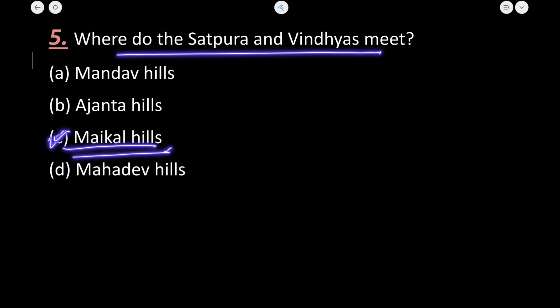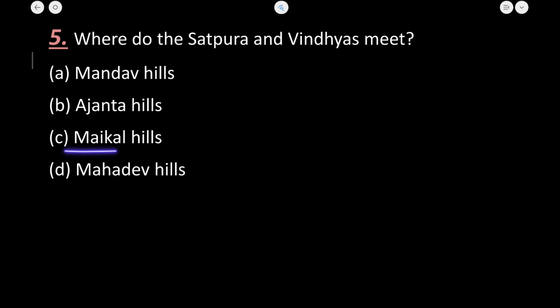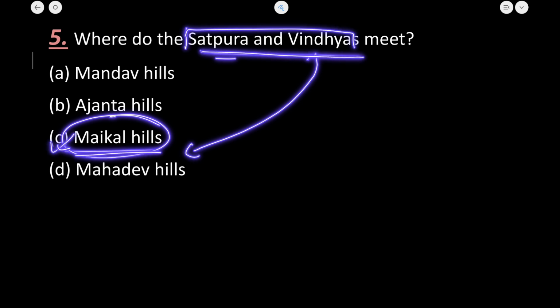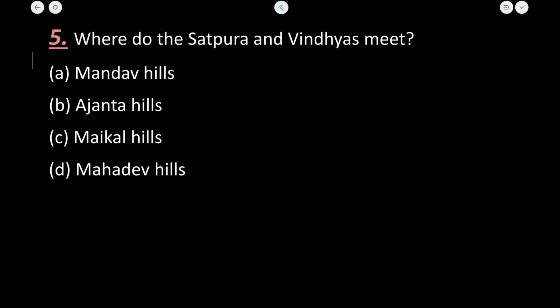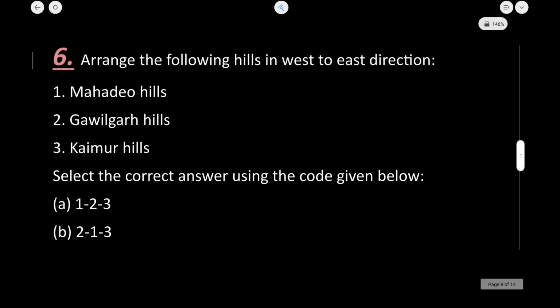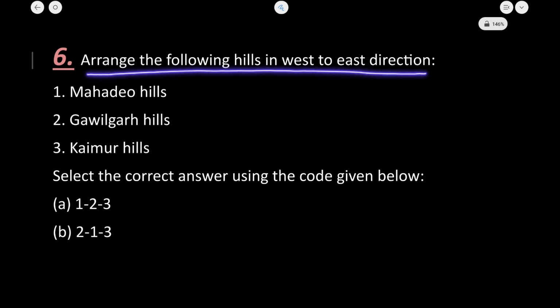These points you have to note. There is no explanation to these points. So you need to know that the Satpura and Vindhyas meet at the Maikal range. Now the next question is, arrange the following hills in the west to east direction.